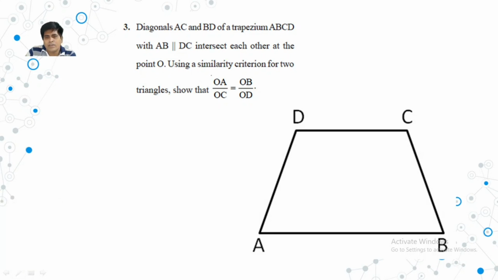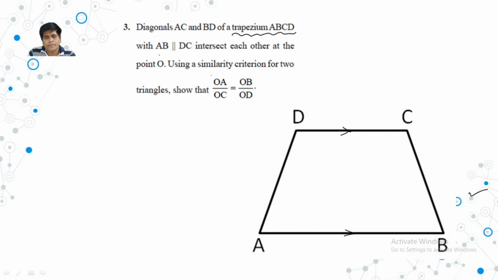So what has he given? ABCD is a trapezium. I have taken a trapezium here. In this, AB is parallel to CD. So these two sides are parallel. One pair of opposite sides is parallel in a trapezium. So these two sides are parallel here.